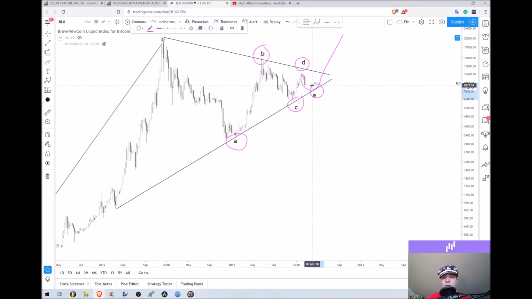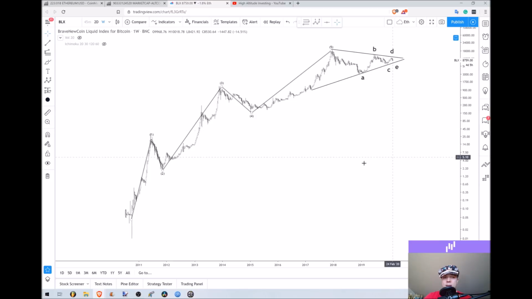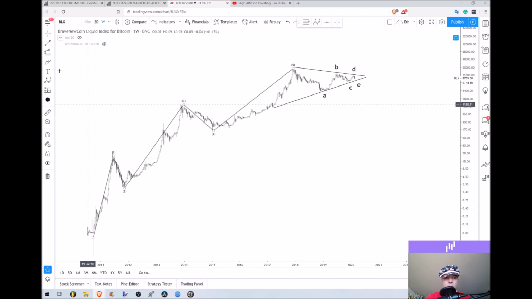And so the fact that we fell down to 8,400 right here in Bitcoin and we're starting to bounce now is very, very good for this triangle consolidation pattern that I see in Bitcoin and the triangle that we're seeing on the logarithmic chart. And so because of that, I think that Bitcoin will obviously see a breakout here.